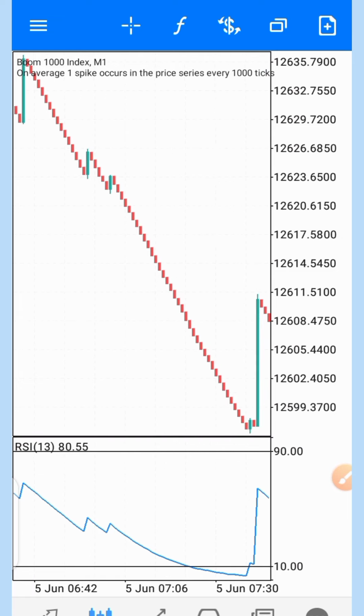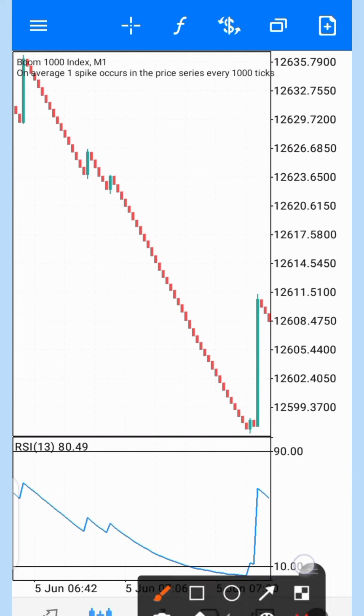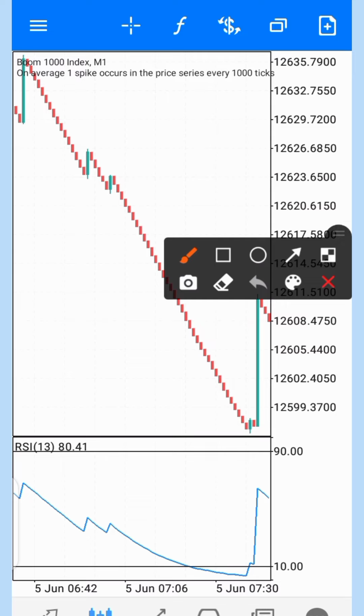So you can see that the RSI entered the 10 region here. This is 10, this is 90. You wait for the RSI to enter the 10 region, then you look at this number as it reduces from 10. If you have enough money, when you spot 5 or 3 here, you can enter for buy. But if you don't have enough money, wait till it gets to 0.9.